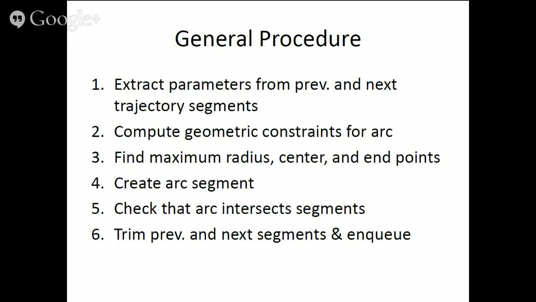So the procedure that we follow to actually do this is relatively straightforward at a high level. We basically start with a pair of trajectory segments, typically the newest segment in the queue. So let's say, for example, you have a path queued up, a bunch of lines, say. You insert another line, and now you have a previous and next trajectory segment.